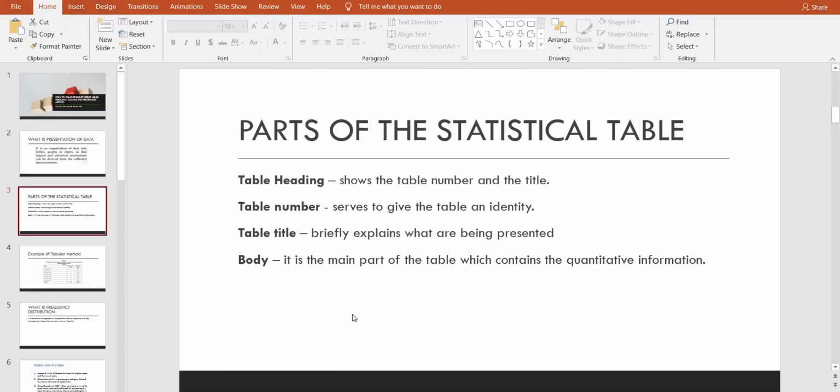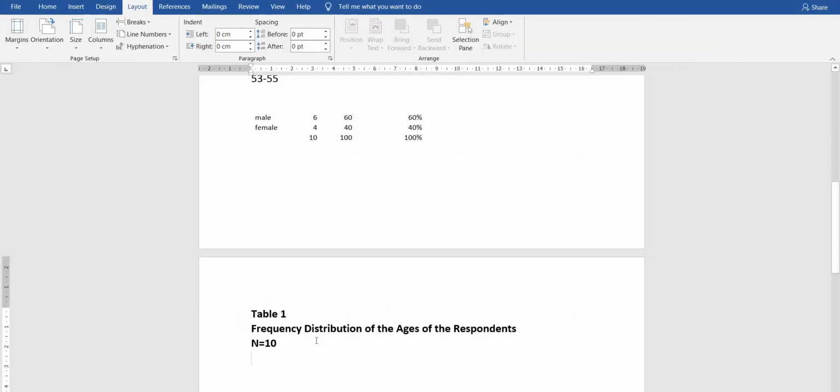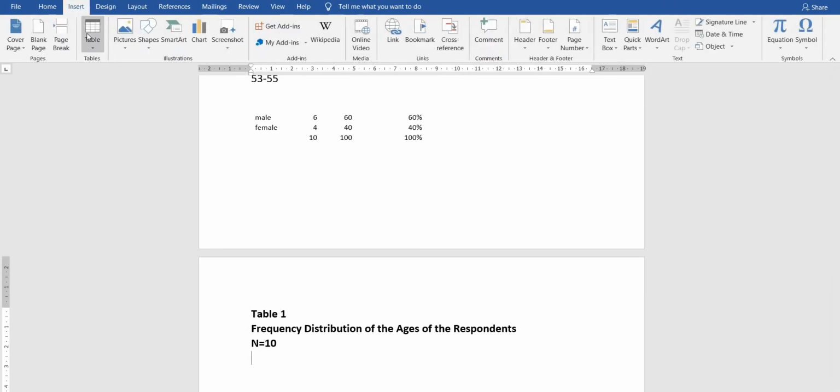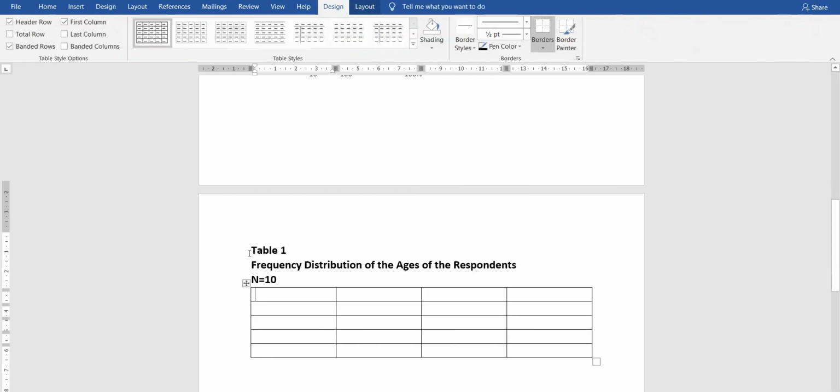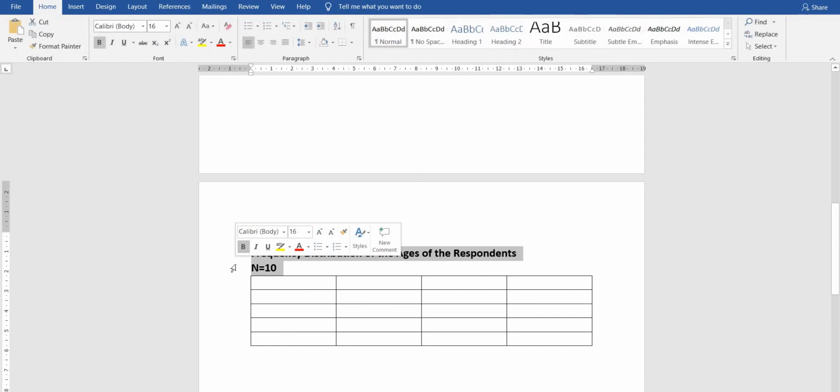So, meron na tayong heading, may number na tayo, may table title na tayo. Ang ngayon na lang next natin is the body. Yan, body. Ito yung body natin. Okay, so mag-insert kayo guys ng table. Okay, 1, 2, 3, 4, 5. Magbura na lang kayo later on.